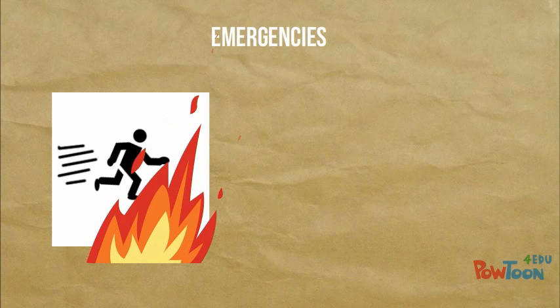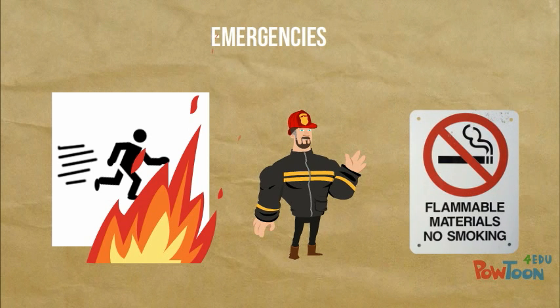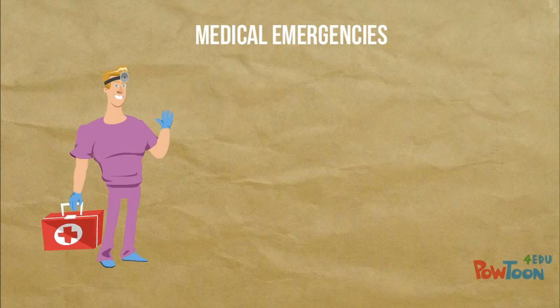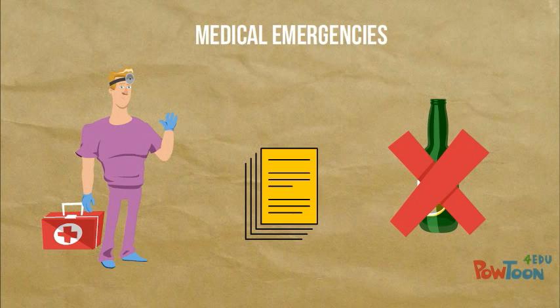Another important aspect of the induction process is to familiarise new staff on emergencies. This includes general emergency response and evacuation procedures, warning and evacuation signals, fire prevention and firefighting equipment, and smoking regulations. Also covered is medical and first aid emergencies, the location of relevant facilities, personnel, policies and procedures, organisational strategies such as alcohol and drug policy.